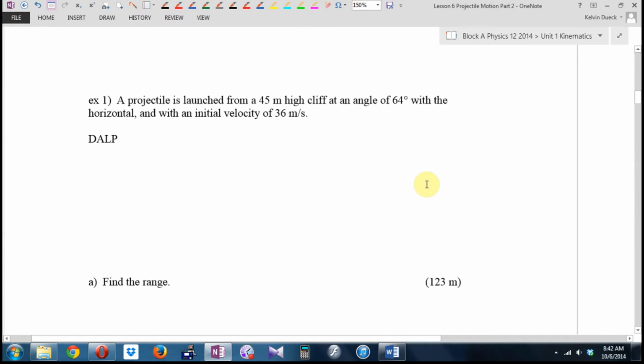Example 1 says a projectile is launched from a 45-meter high cliff at an angle of 64 degrees with the horizontal and an initial velocity of 36 meters per second. Okay. I wrote here DULP, draw a little picture. There's my cliff. There's my velocity.